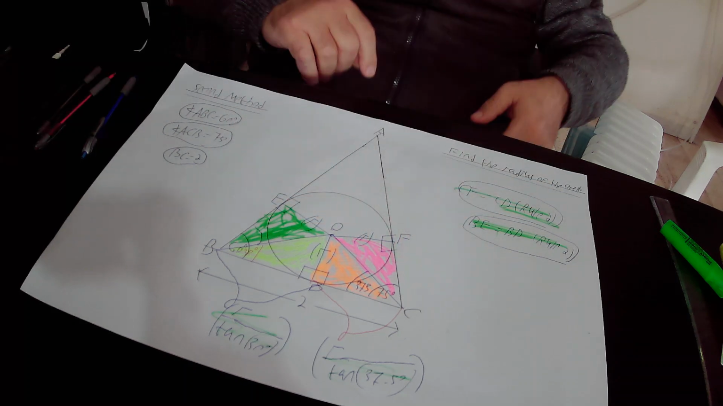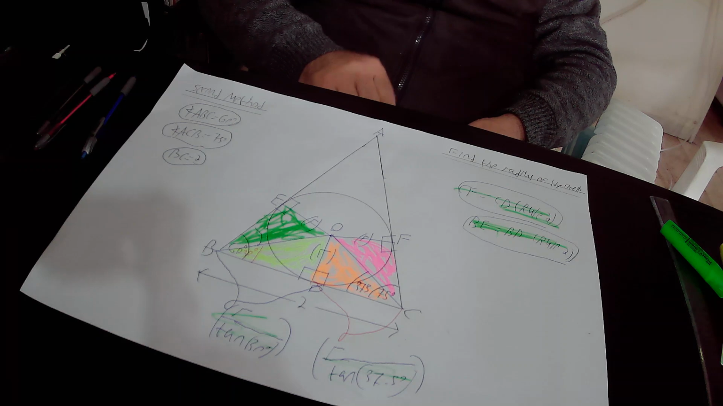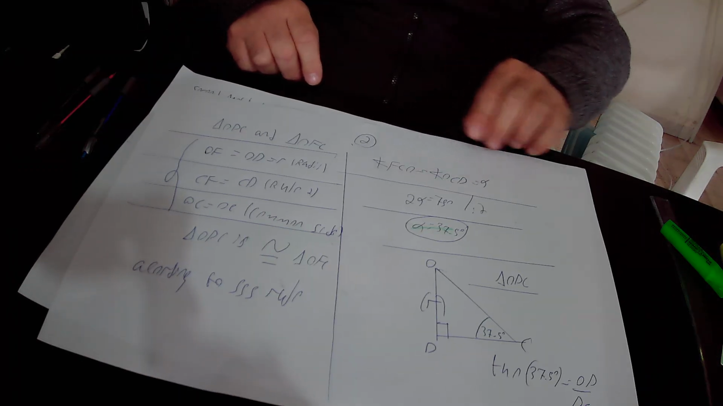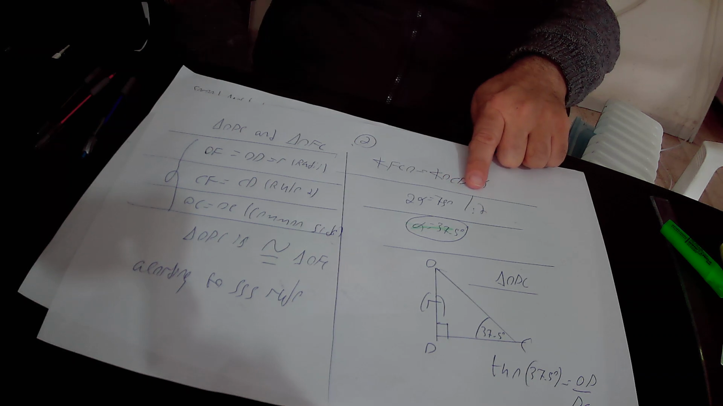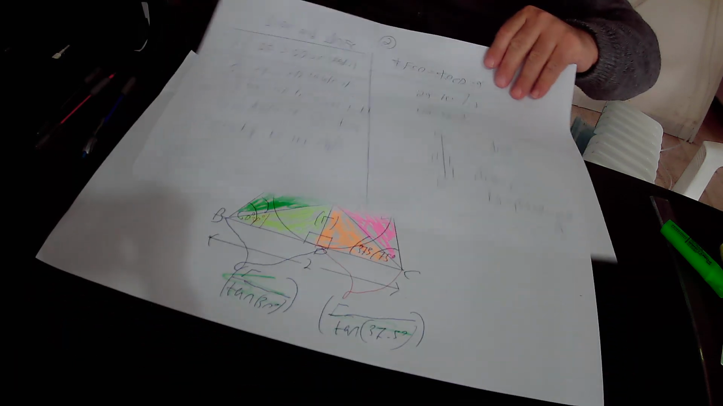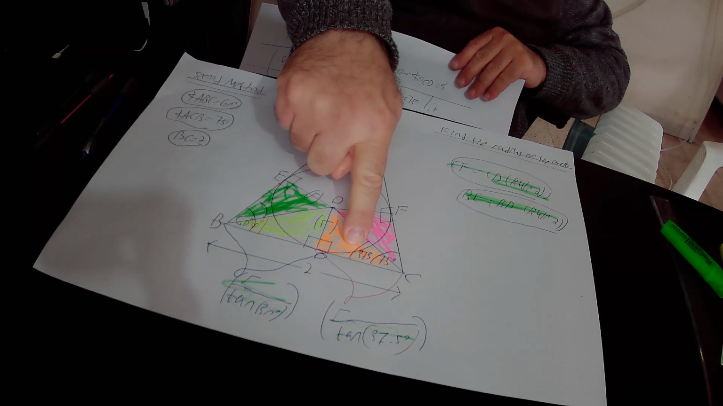So alpha plus alpha equals 75 degrees. That is to say, 2 alpha equals 75 degrees. We divide this equation by 2 and finally find that alpha equals 37.5 degrees. If this is angle alpha, that equals 37.5 degrees.